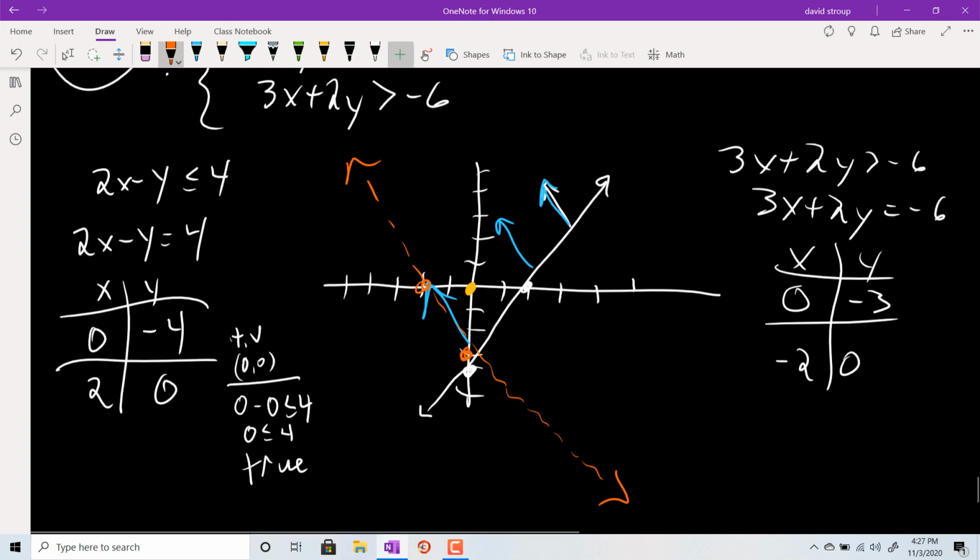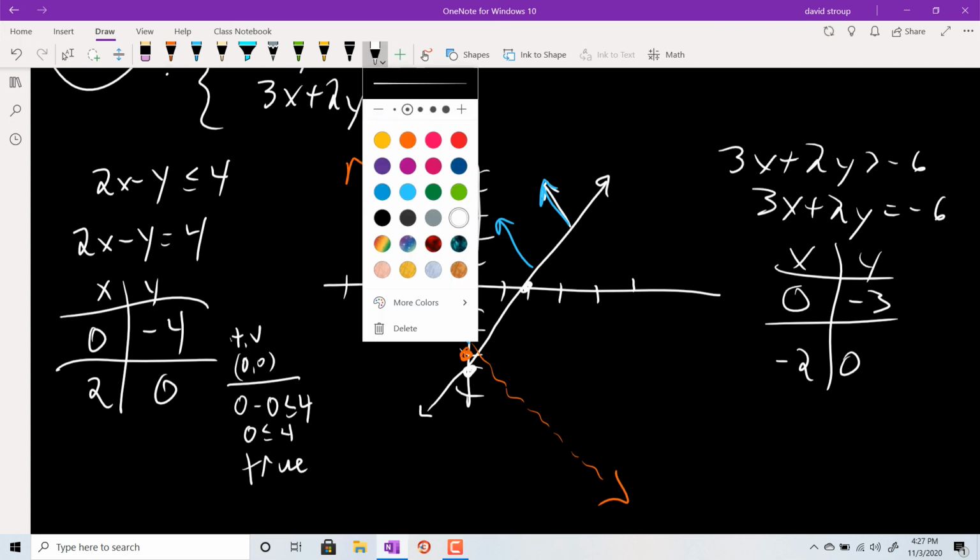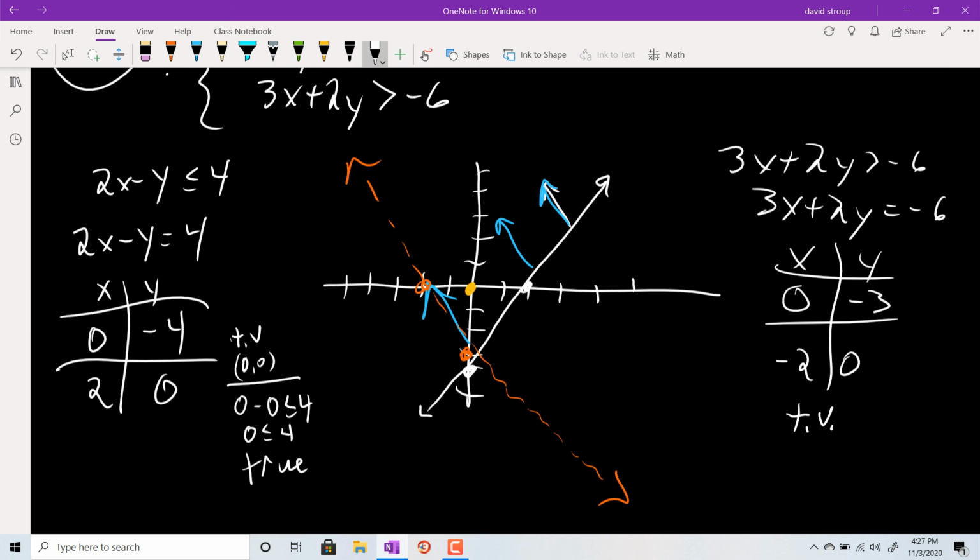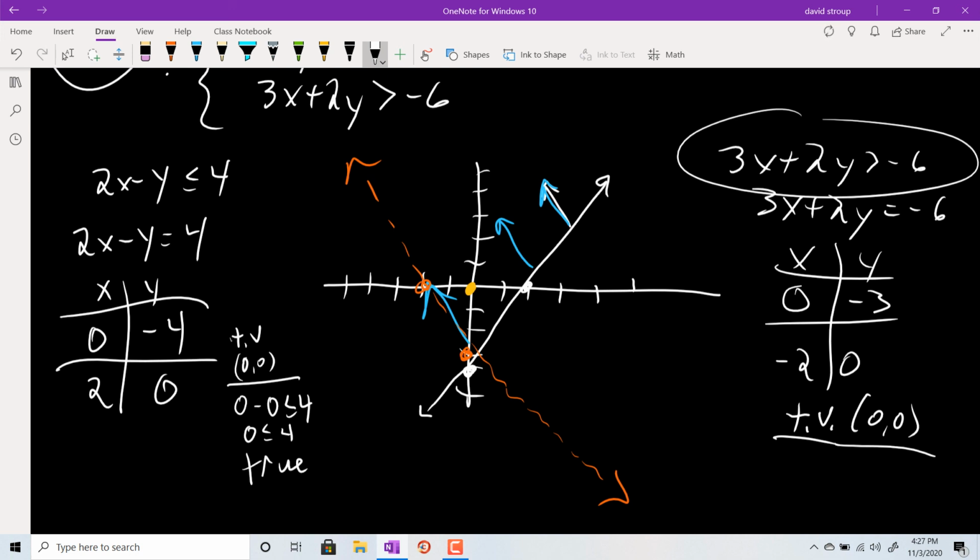Then our test value. So again, I could use that yellow point. 0, 0. Plug it back into the original inequality, right there. So 3 times 0 is 0, plus 2 times 0 is 0. 0, is that greater than negative 6? Well, yeah, it is. Then I must be shading in this direction. So where the alligator mouth closes is where we need to ultimately completely shade in. So that will just be this yellow region here.